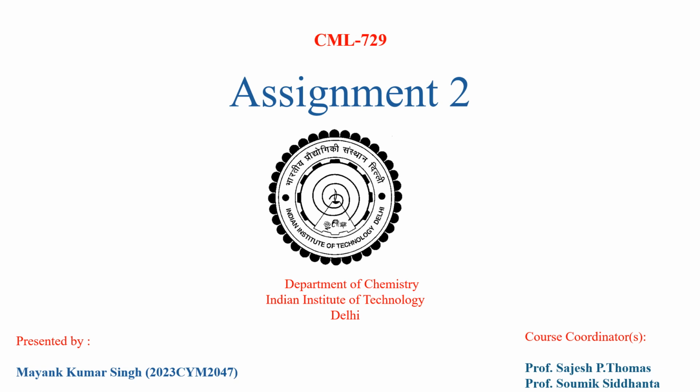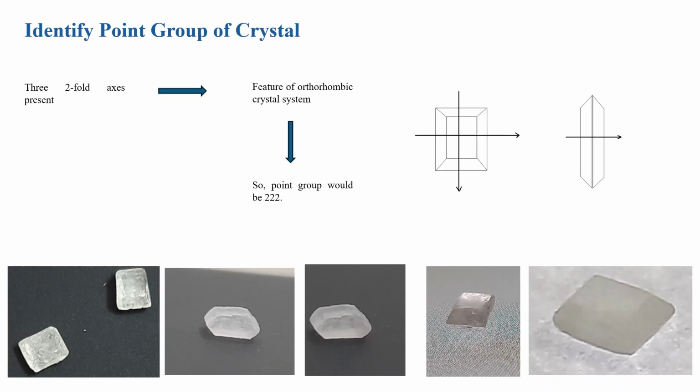Today I'm going to discuss the tasks given in assignment 2. So the first task was to identify the point group of crystals. By glancing at the crystal that was given to us and getting a feel of its morphology, we could say that there are three two-fold axes present here, which is a feature of the orthorhombic crystal system.